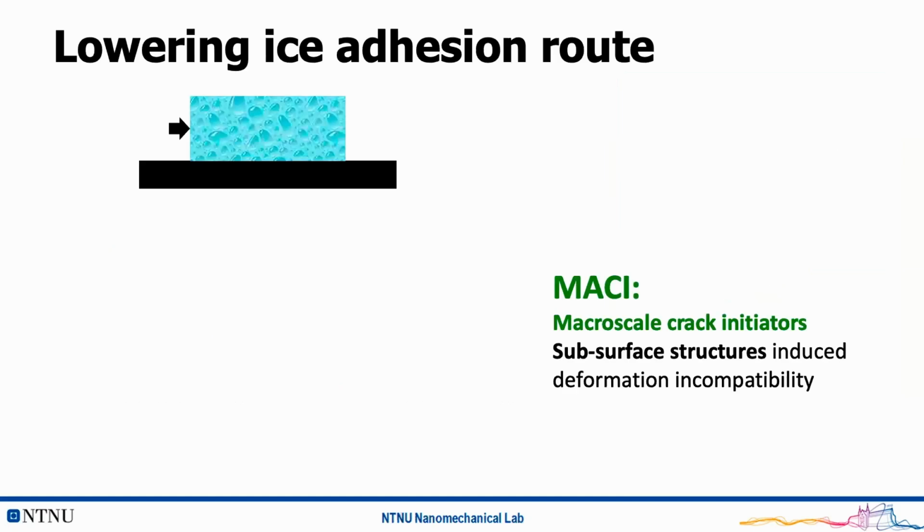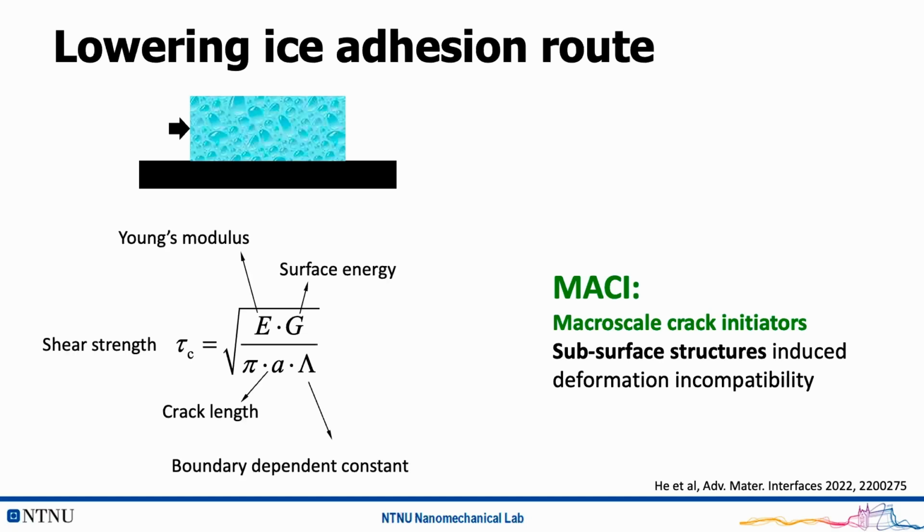How to do that? If we look at this model of how ice attaches onto a surface, and we have a shear stress to remove it, it's opposite to other fracture mechanics research that tries to prevent cracks. Here we are thinking we can promote cracking at the interface. So the shear stress at the interface can be described like here. Many other studies focus on reducing the Young's modulus and the surface energy on top here, so we can reduce the shear strength.